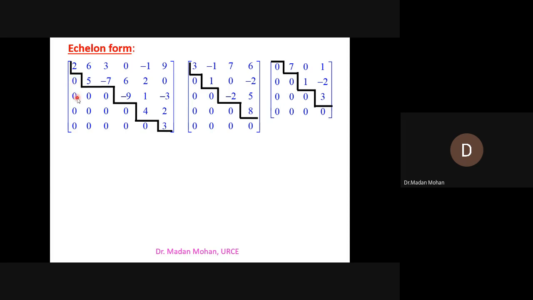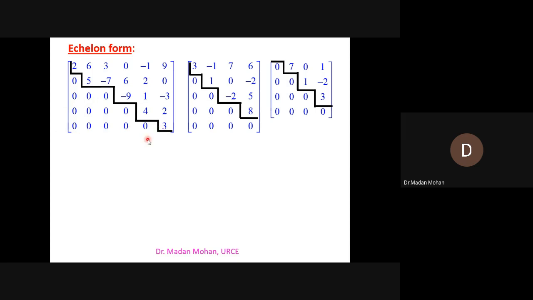Okay. In the next row, the first non-zero element is -9. Before it, how many zeros? 3 zeros. In the next row, the first non-zero element is 4. Before it, I have 4 zeros. Similarly, in the next row, before the first non-zero element, I have 5 zeros.